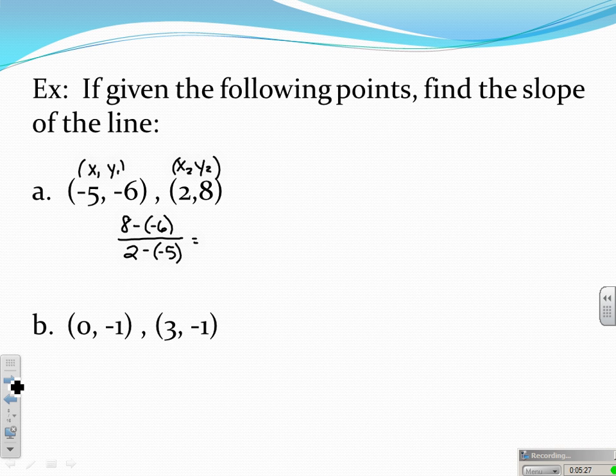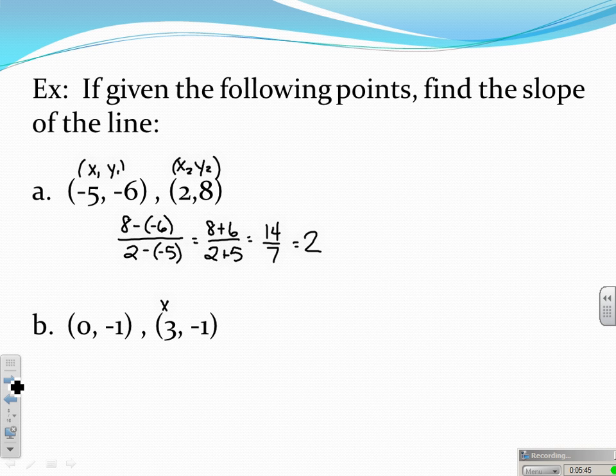So 8 plus 6 on top, 2 plus 5 on the bottom, which is 14 over 7, or 2. So 2 would be the slope of the line containing those 2 points. Let's do the same thing again for B.